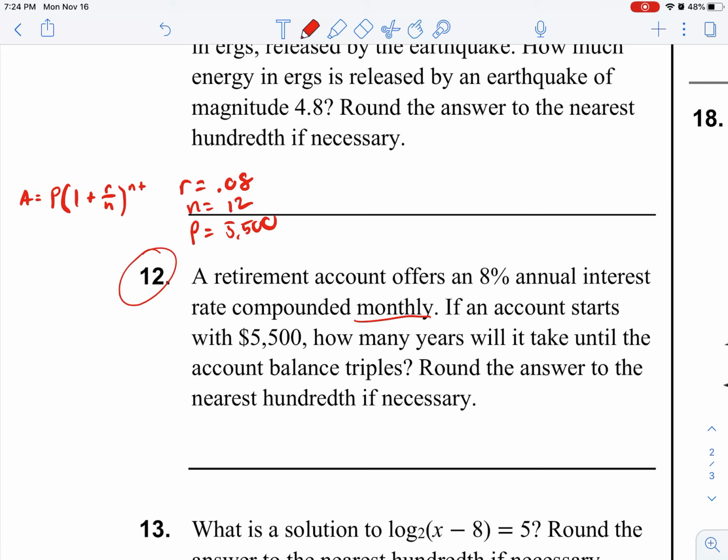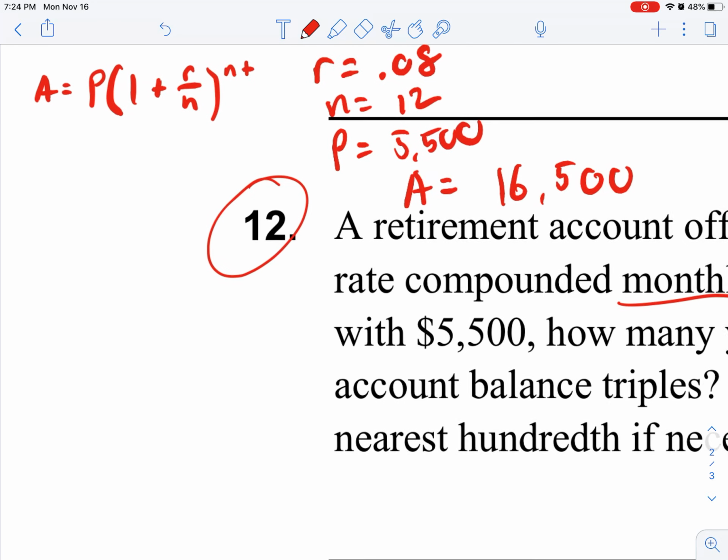And then our account balance triples, so our A is just going to be 5,500 times 3. Which I totally did in my head. I used a calculator. So now we have everything except for T. So we can plug all that in and do some mathy math.